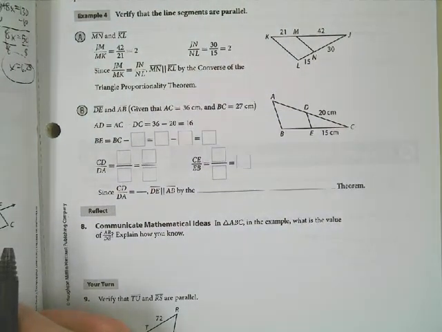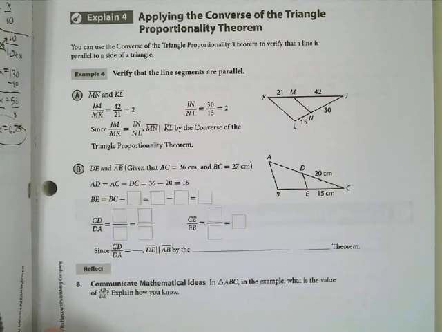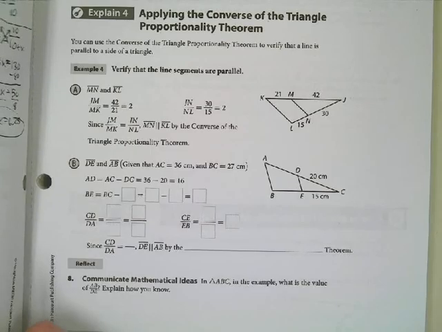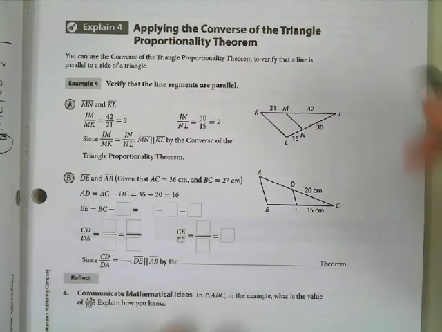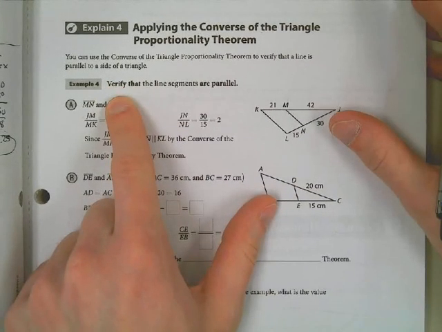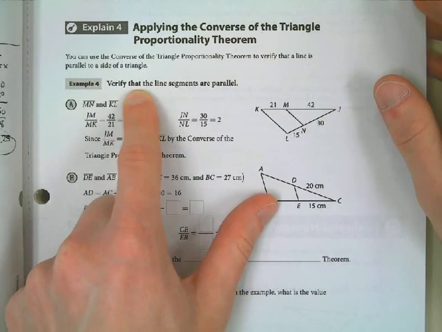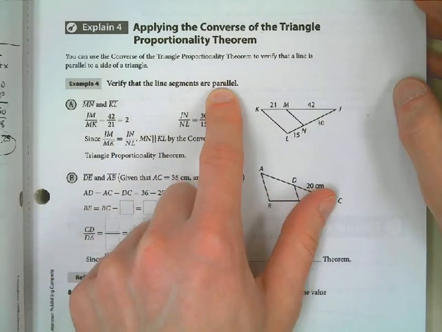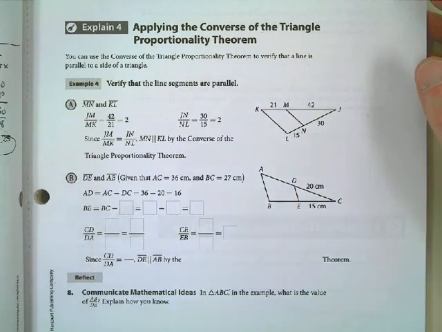The example here is we're going to verify that the line segments are parallel. So that means we want to set up the ratios. If the ratios are equal, that means the lines are parallel. So let's set up these ratios here.